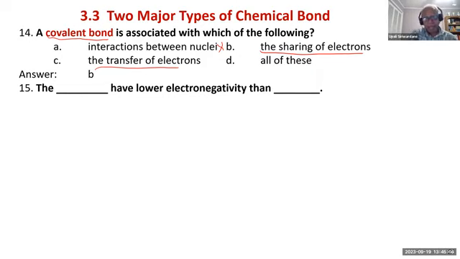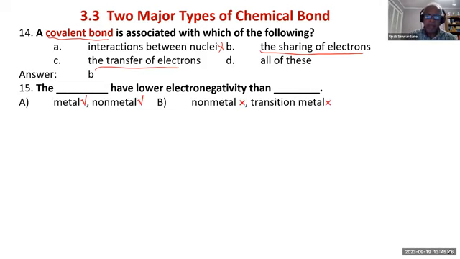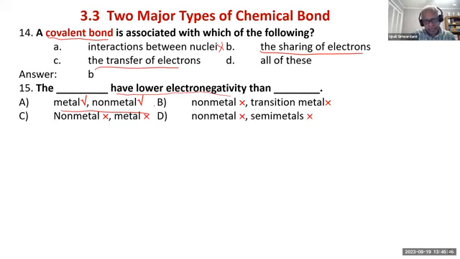The blank has lower electronegativity than blank. You can see metals have low electronegativity. I have shown you in the periodic table that metals have lower electronegativity than non-metals. Therefore, this is the correct answer. All other statements are not correct. Therefore, answer is that metals have lower electronegativity than non-metals.